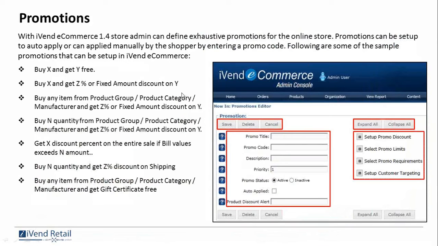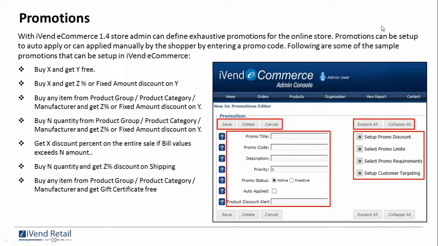Next, promotions, the most awaited. With iVend eCommerce 1.4, the store admin can now define exhaustive promotions for the online store. Promotions can be set up to auto-apply or can be applied manually by the shopper by entering a promo code. Following are some of the sample promotions that can be set up in iVend eCommerce. Just to let you know, this is a totally new screen that has been provided in iVend eCommerce.